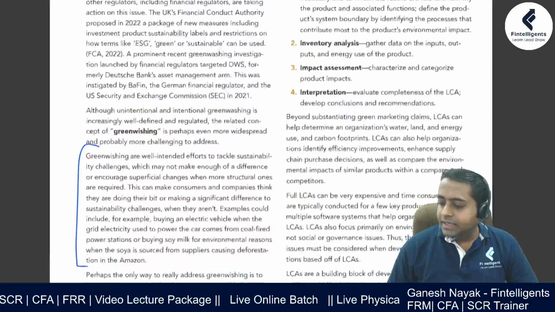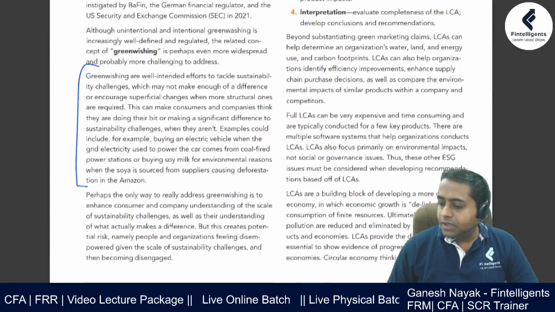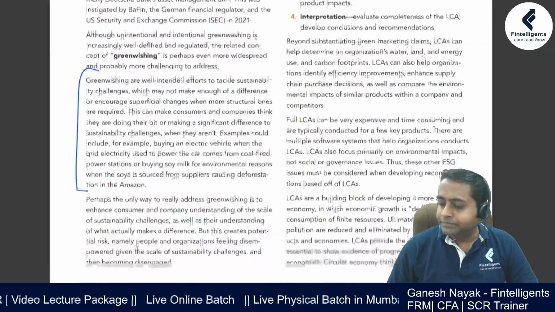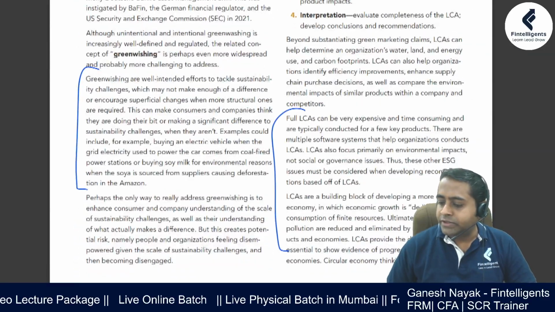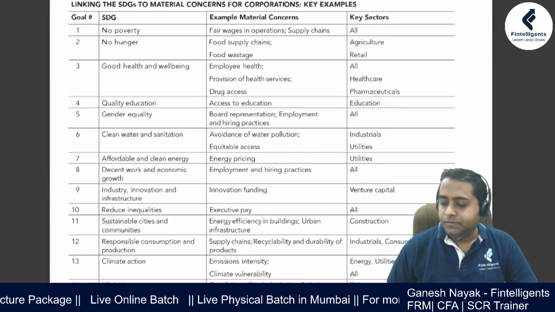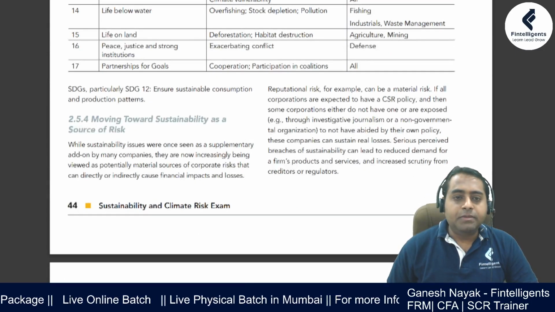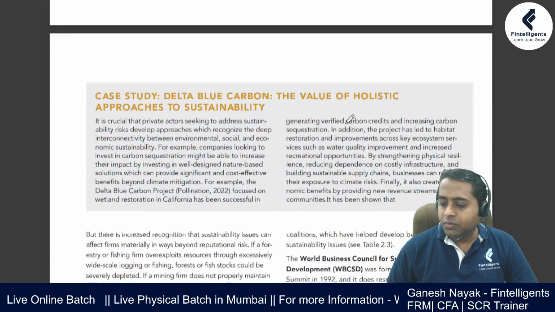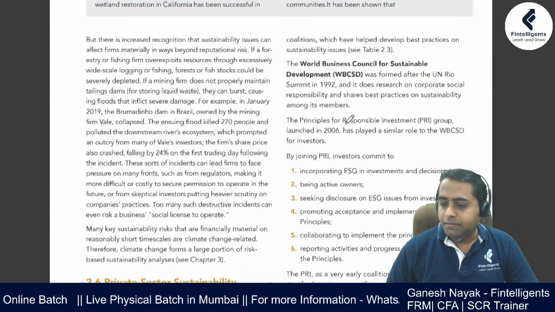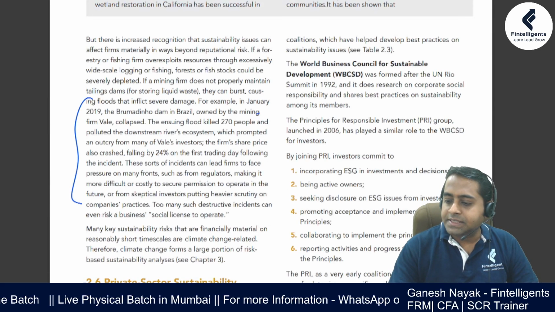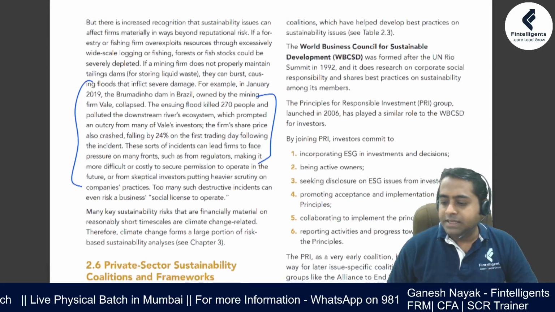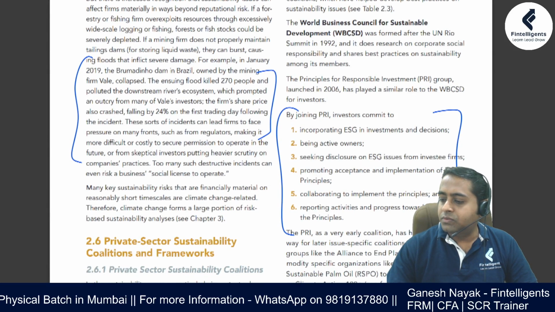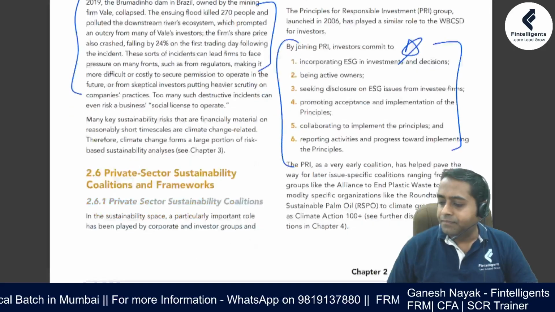Now the LCA part, you might not need to know everything, but you can just read these two sections. Moving towards sustainability as a source of risk. Nothing extraordinary over here. You can read this case example, the Brazil example, important. The PRI reference you should definitely read.